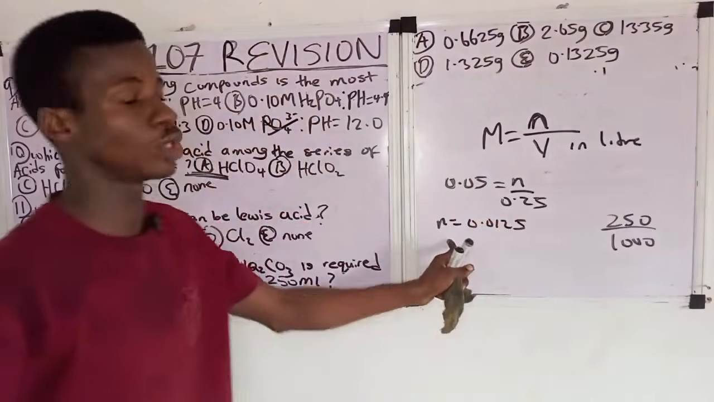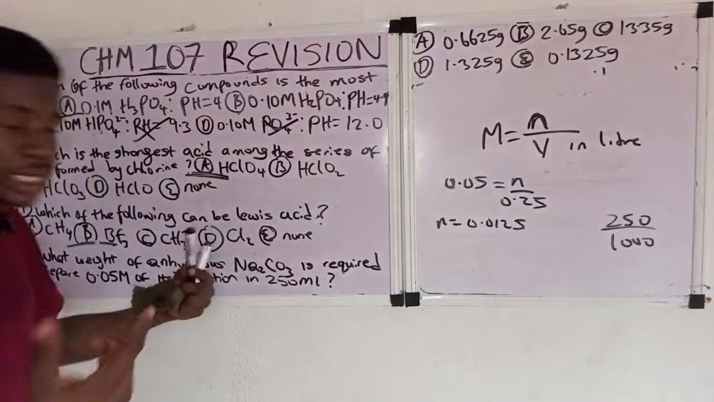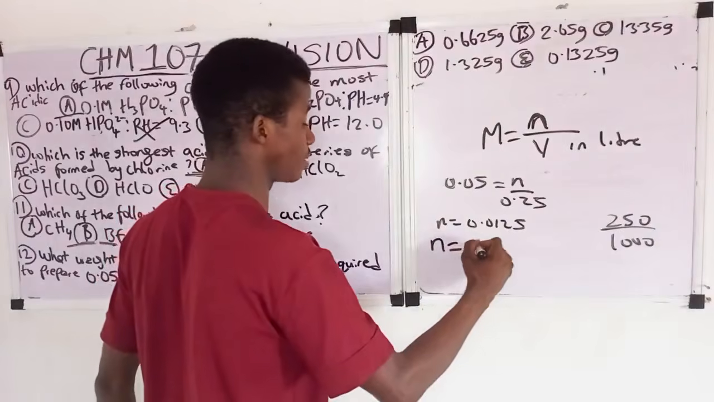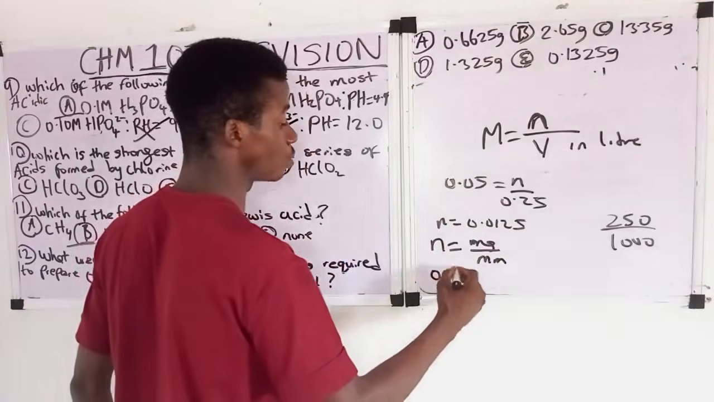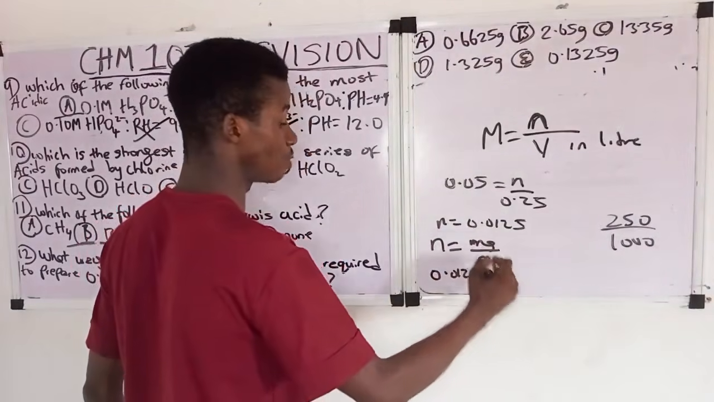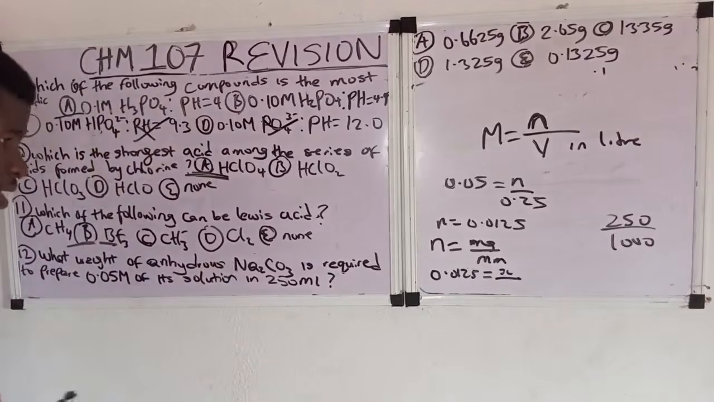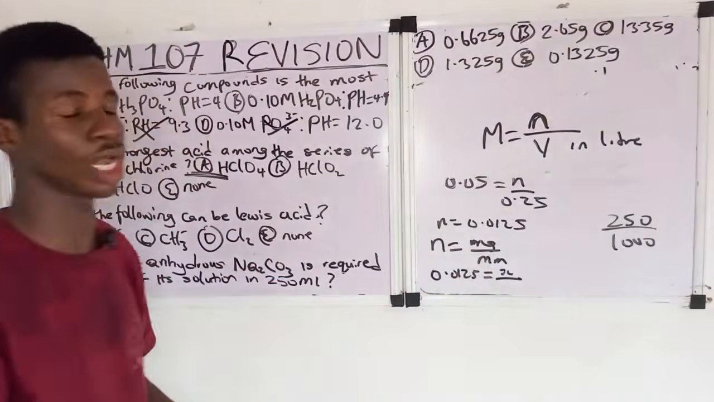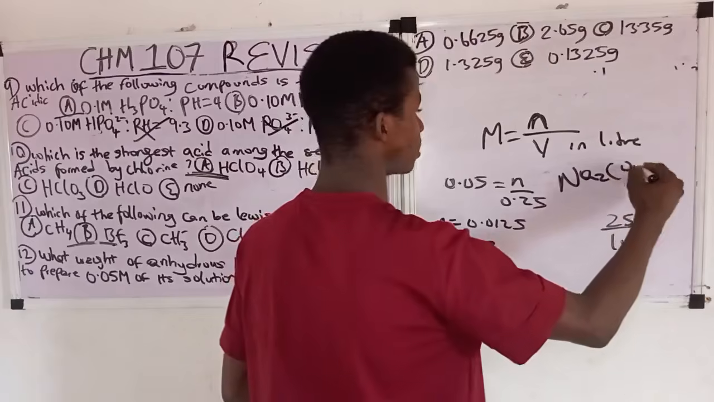Are we done yet? No, we are looking for the weight, or the mass. We all know that number of moles is equal to mass in grams divided by molar mass. So the number of moles is 0.0125, and the mass in grams, which we are looking for, is divided by the molar mass. What is the molar mass of sodium trioxocarbonate IV? It's very easy. This is the formula.